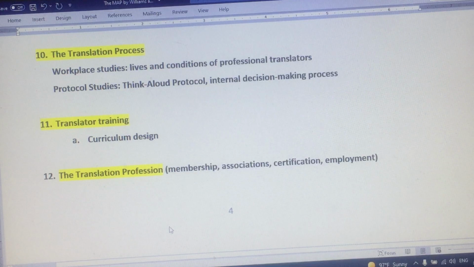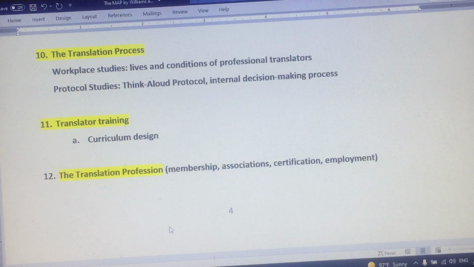Then also you can look at translator training, and in that you can look at curriculum design. For example, you investigate the curriculums that are used, or curricula that are designed in various universities, which are aiming at translator training, aiming at graduating translators at the end. So you look at that.